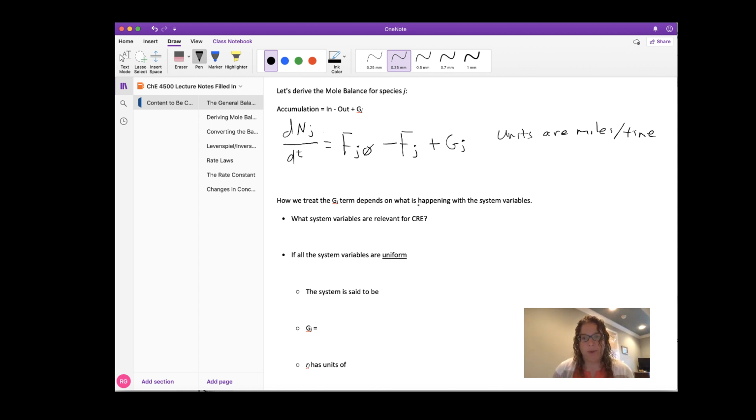There are two different ways to write this term depending on what's happening with the system variables. So let's pause there and think about, when I say system variables, what system variables am I talking about in the study of chemical reaction engineering or chemical reactor design? What system variables are relevant in a chemical reactor? Think of some. Some variables certainly that are important are concentration. Other variables of importance, temperature. You may be thinking pressure. Pressure, at least for a gas phase system, we're going to show or maybe recall is proportional to concentration. Another variable of importance, catalytic activity.